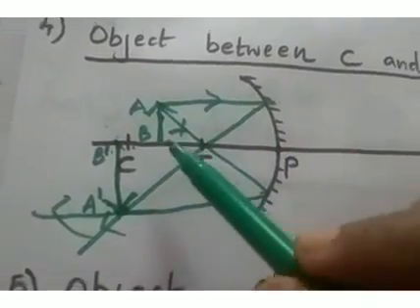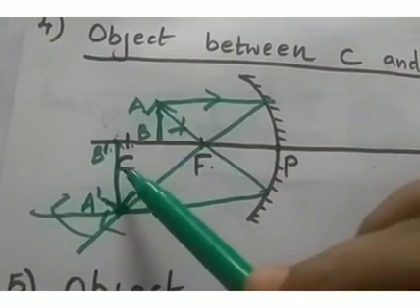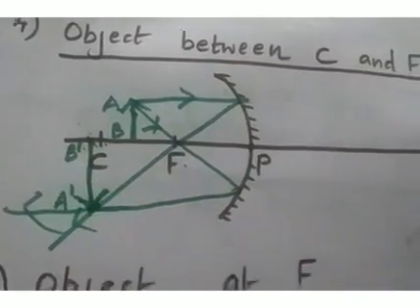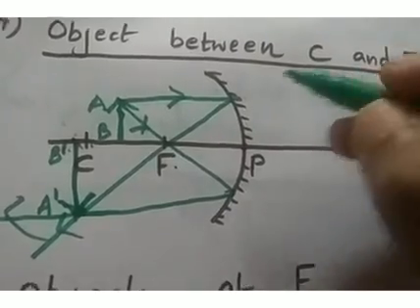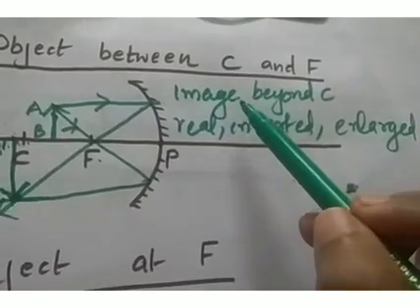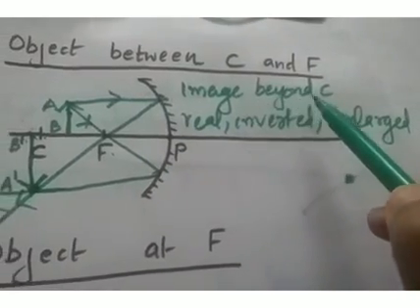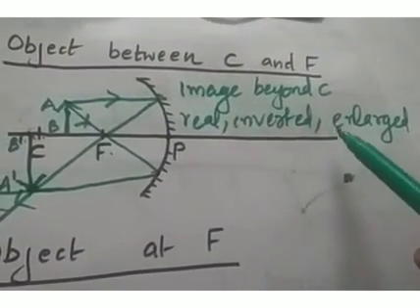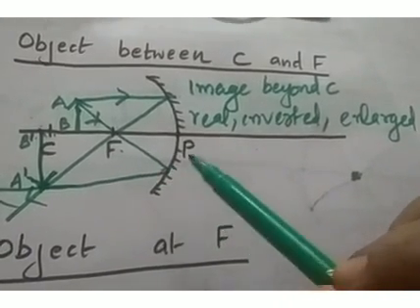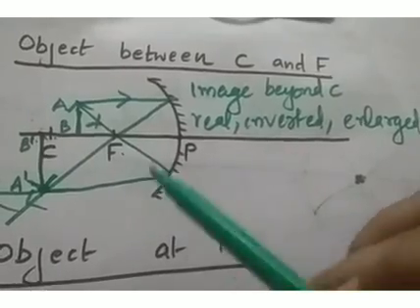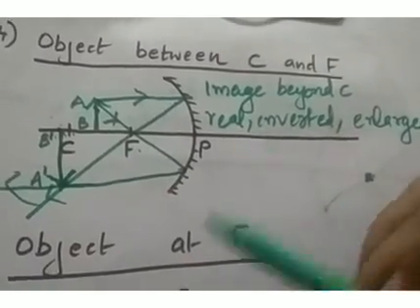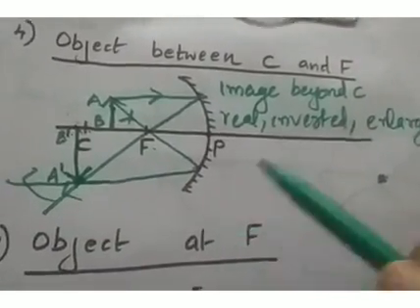So when the object is between C and F, image is formed beyond C, and it will be a real, inverted and enlarged one. See, when the object is between C and F, image is formed beyond C. It will be a real, inverted and enlarged image. So from the center of curvature position onwards, our image starts to become an enlarged one. Okay, not after the center of curvature position.